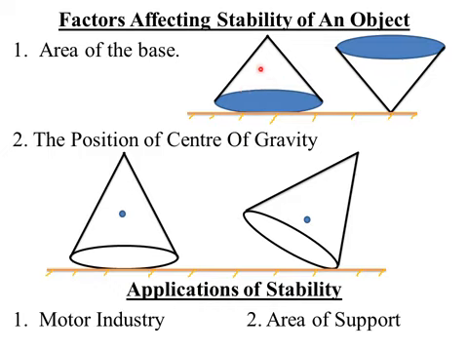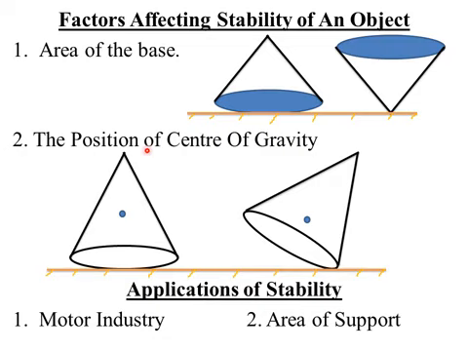Like for this case, the base area is large, therefore this object is very stable, or its stability is high. For this case, the base area is very small, therefore this object is less stable, or its stability is very low. So the base area is directly proportional to the stability of an object.